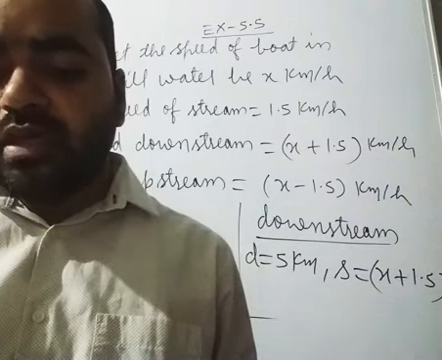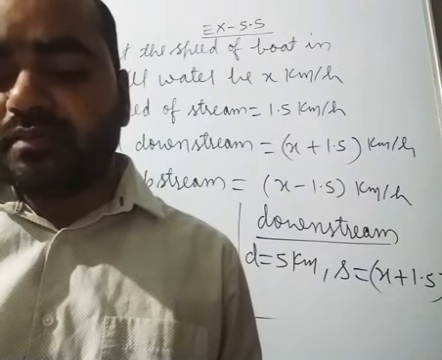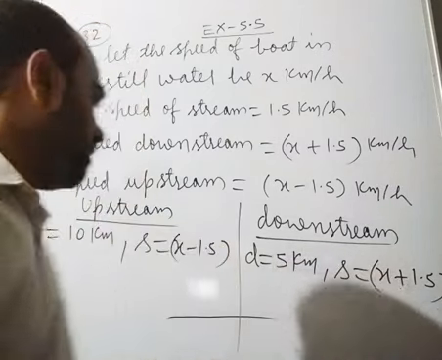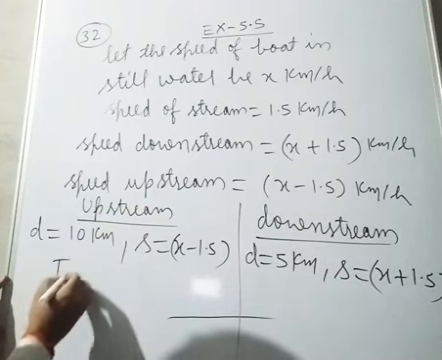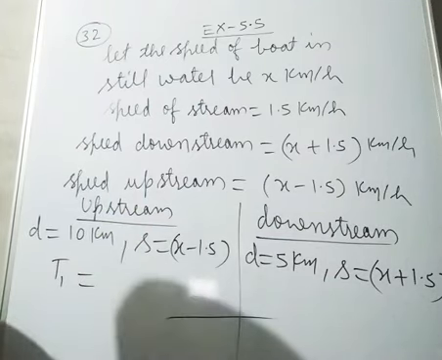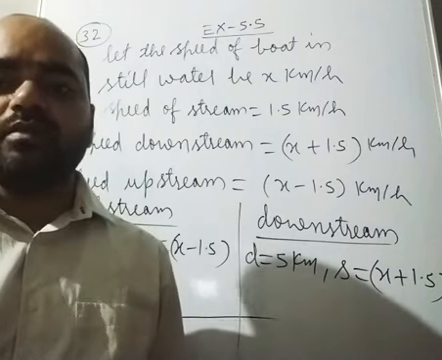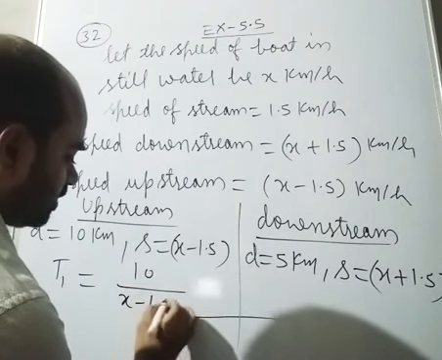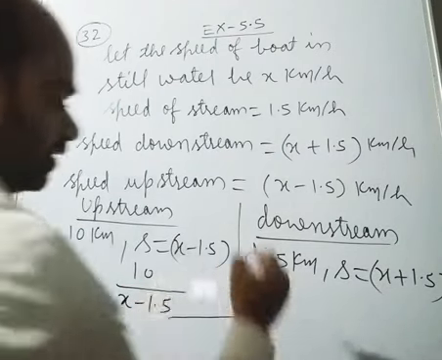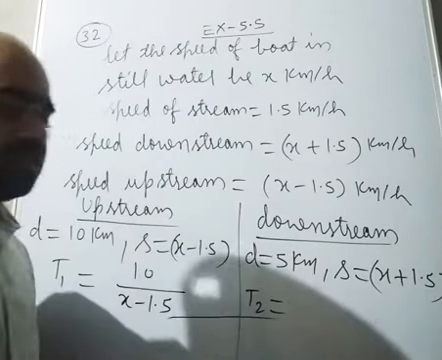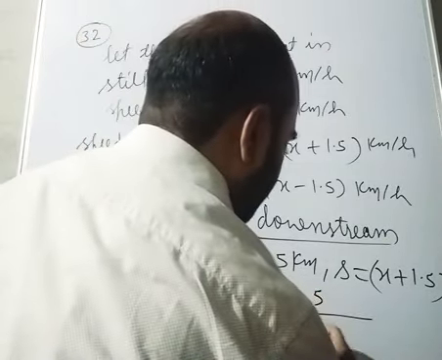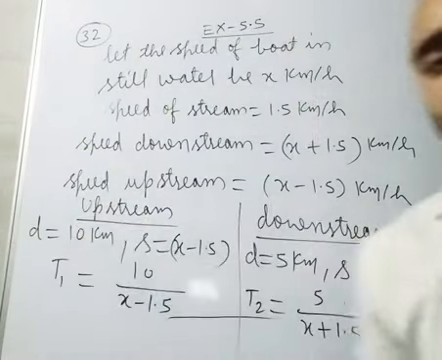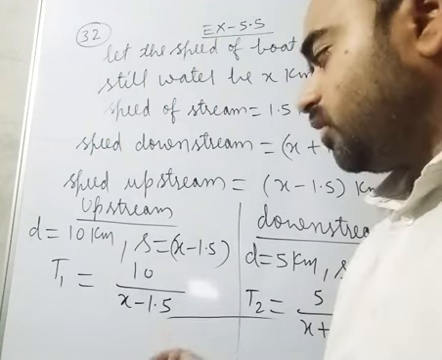You can read the question: a boat can cover 10 km up the stream and 5 km down the stream in 6 hours. 6 hours means this is the total time. Here what will be the time? For upstream, T1: speed is equal to distance upon time, it means time will be distance upon speed, that is 10 upon x minus 1.5. Correct? Similarly, for downstream, again distance upon speed, distance is 5 and speed is x plus 1.5. Correct? Speed is equal to distance upon time, time is equal to distance upon speed.